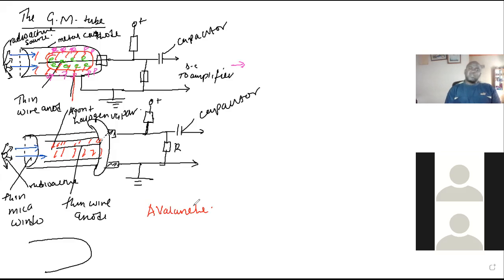Another definition is what they call a halogen vapor. An avalanche of electrons is a cloud of electrons formed on the thin wire anode in the GM tube.